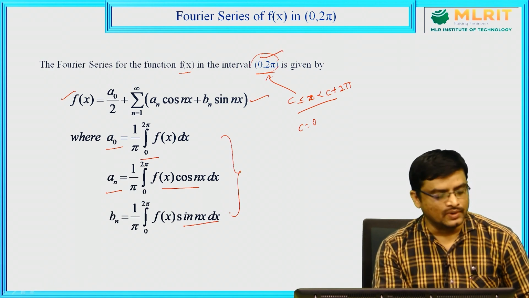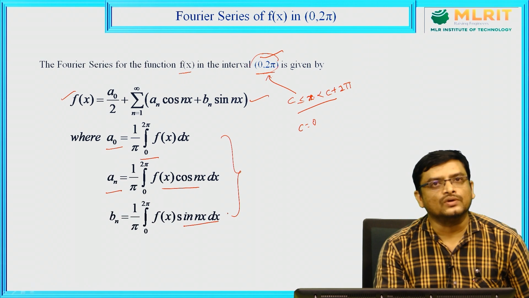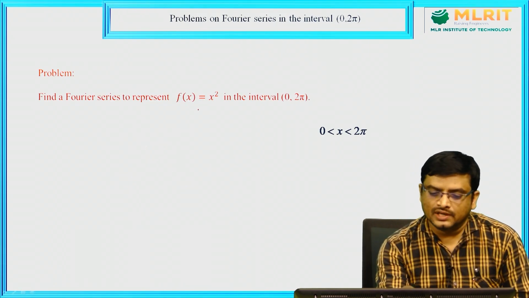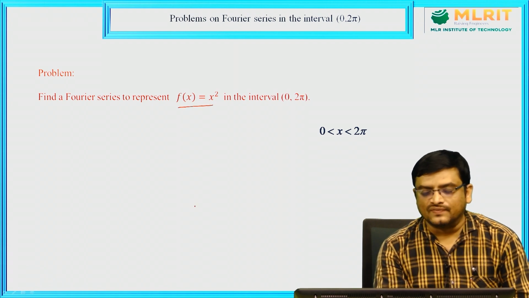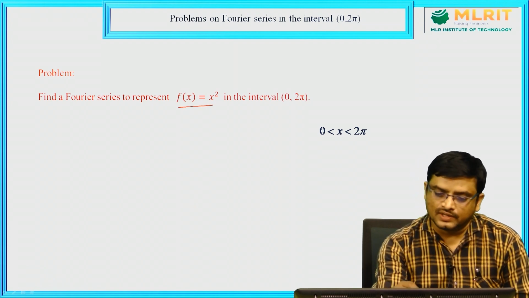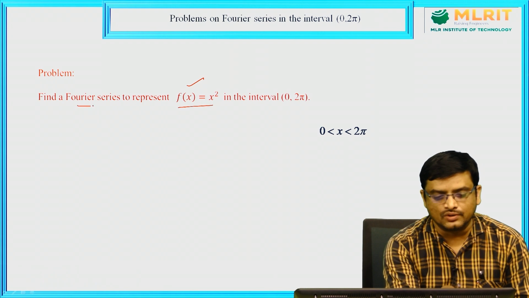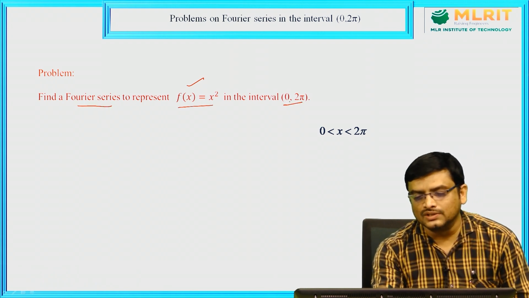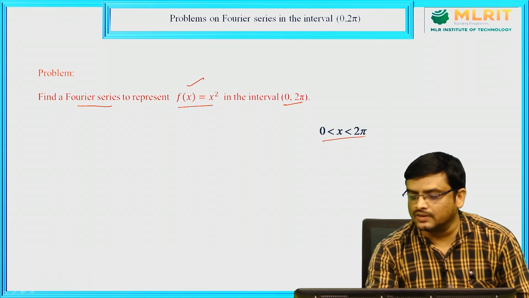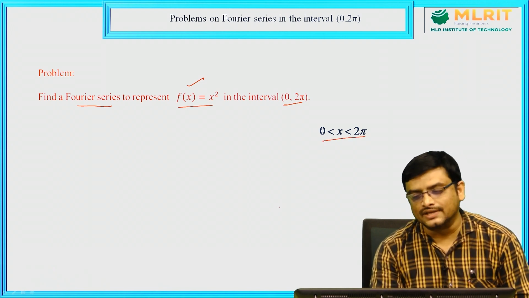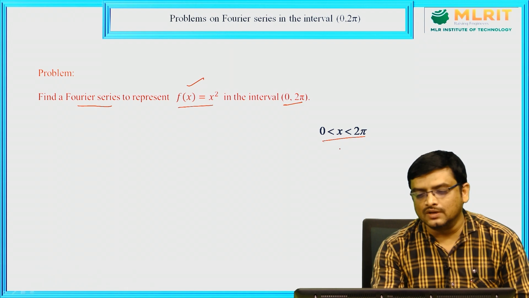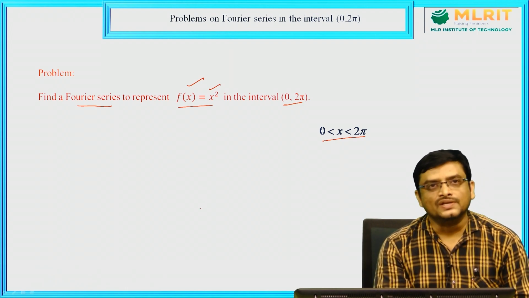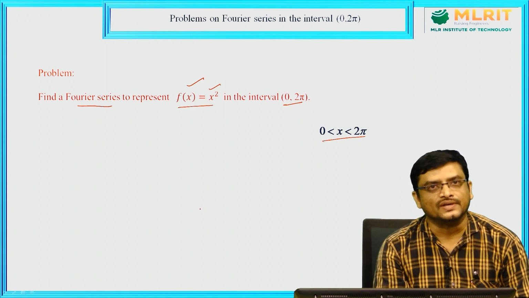Now let us take one example and we will see how to find out the Fourier series for the given problem. So here we have a function f of x is equal to x square. For this function we are going to find out the Fourier series in the interval 0 comma 2 pi. That interval 0 comma 2 pi is also represented as 0 less than x less than 2 pi. So in this interval, for this function f of x is equal to x square, we will see how to find out the Fourier series expansion now.